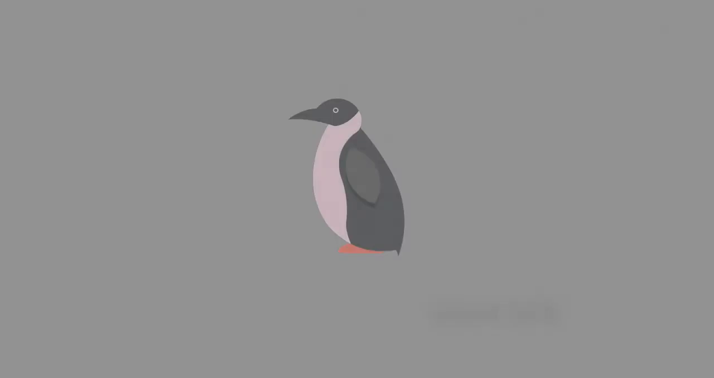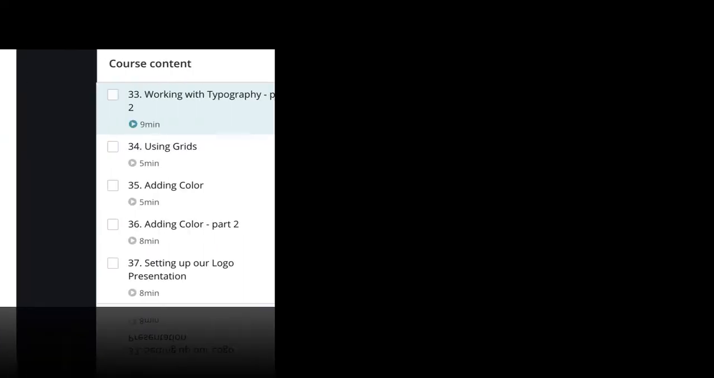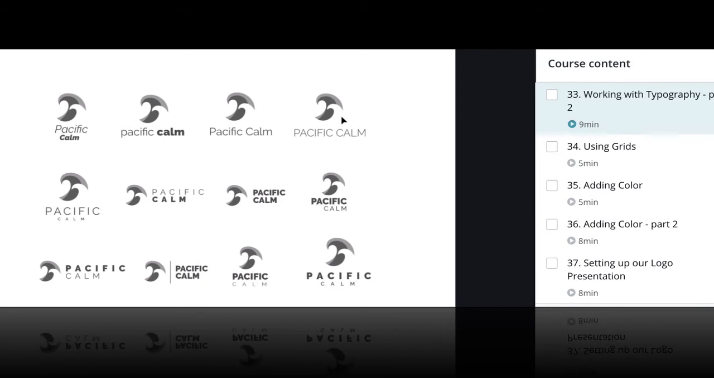The next section will get into creating our golden ratio-based logo design. This one will be a bit more detailed, working with typography and color, and also crafting a final logo presentation. And lastly, we'll work on creating all the files and formats we'll need to have a complete logo package to send to clients or to have for your portfolio.